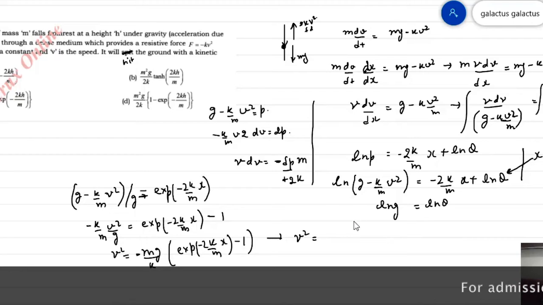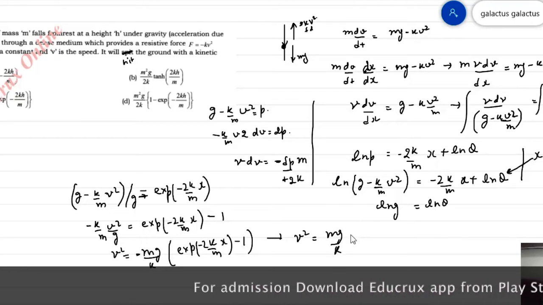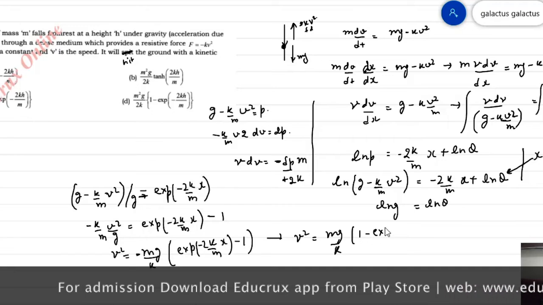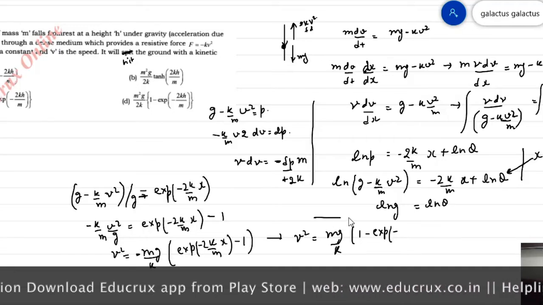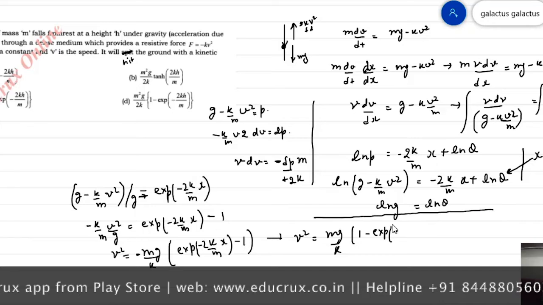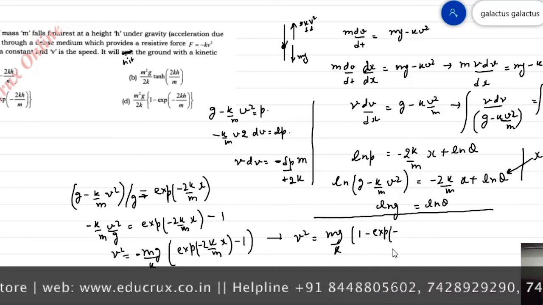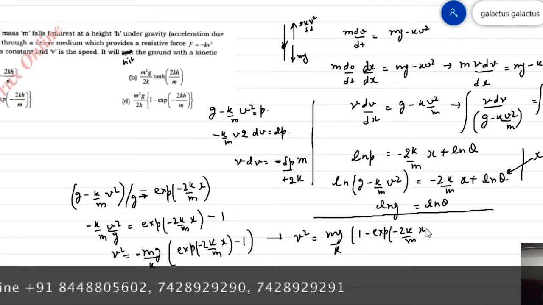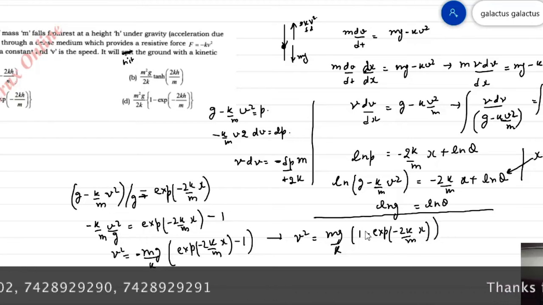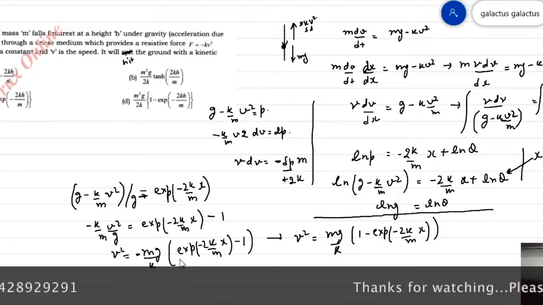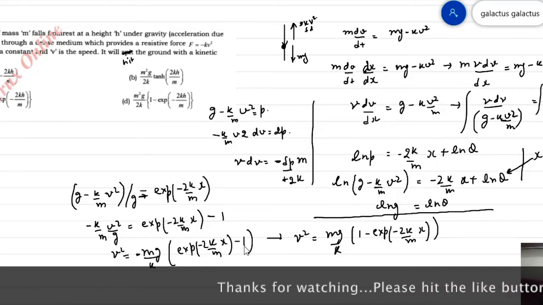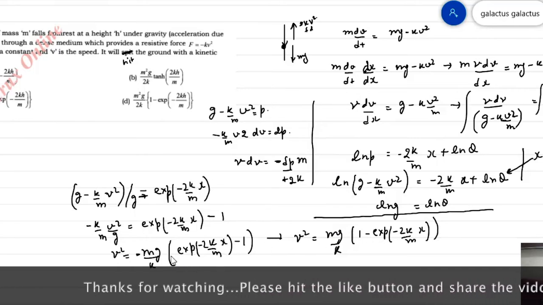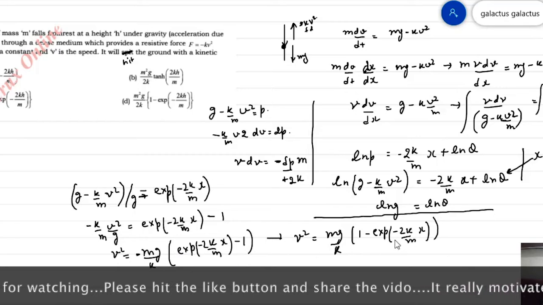So if I now take the negative sign under this bracket, my value will change to v square is equal to mg by k into 1 minus exponential minus 2k by m x. That is, if I take the negative sign inside the bracket, then minus 1 will change to plus 1 and this expression will change to minus.